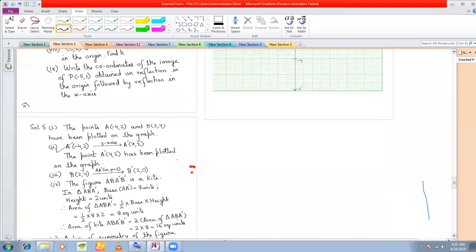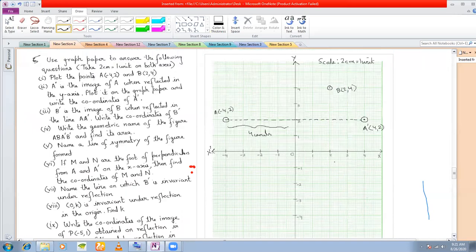I've written the coordinates of A dashed here. A(-4, 2) by formula transforms to (4, 2), because if you are reflecting it in the y-axis, then which coordinate changes? Only the x coordinate changes this time. The y coordinate remains the same. And I have shown it also on the graph sheet. Write down the coordinates of A dashed, which I have done.